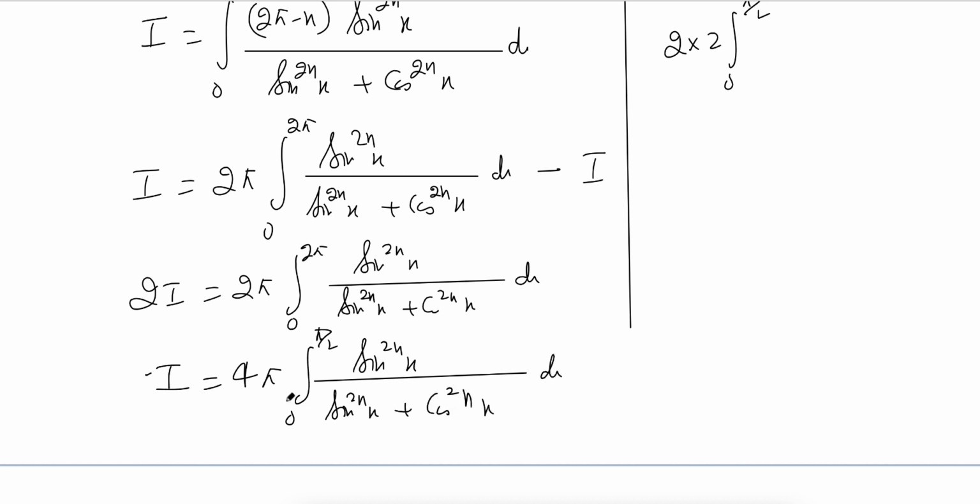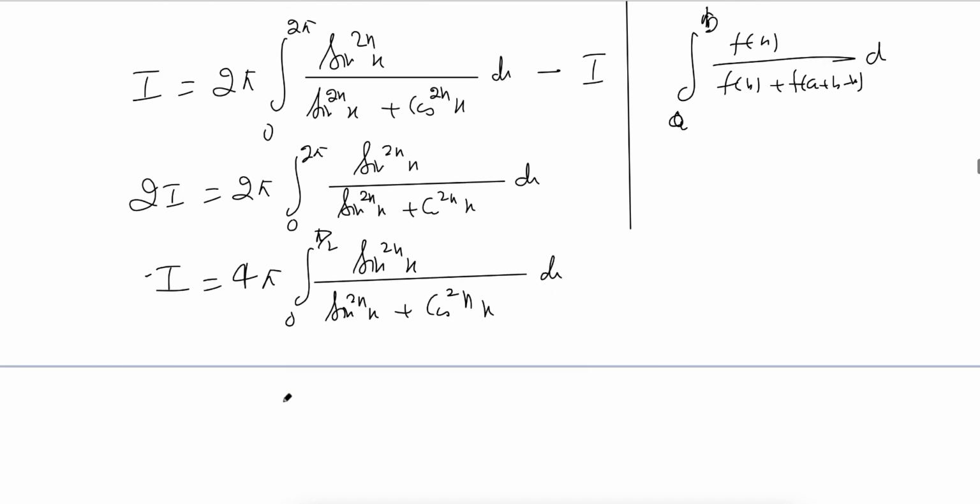Think very carefully. This is the form of this, what? Integral 0 to a to b, f(x) by f(x) plus f(a plus b minus x). Yes or no? And this answer is always (b minus a) by 2. So this part will become (b minus a) by 2. It's 4 pi into (pi by 2 minus 0) by 2. That means the final answer is pi square.